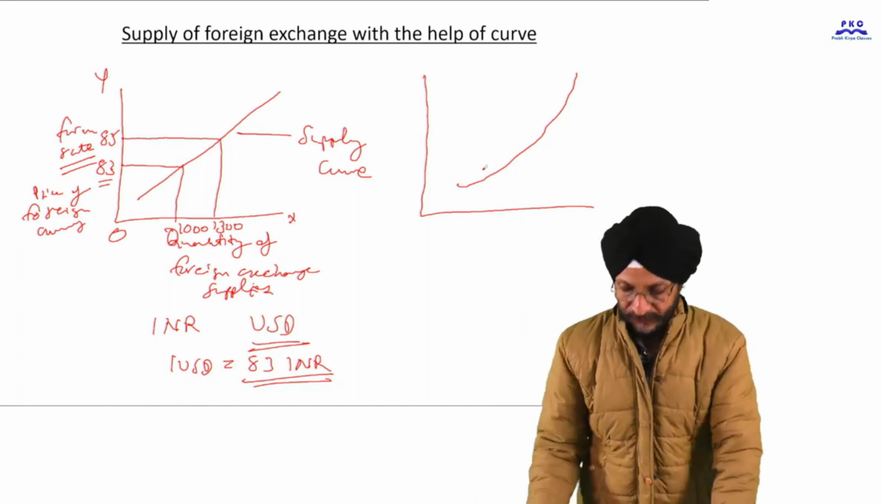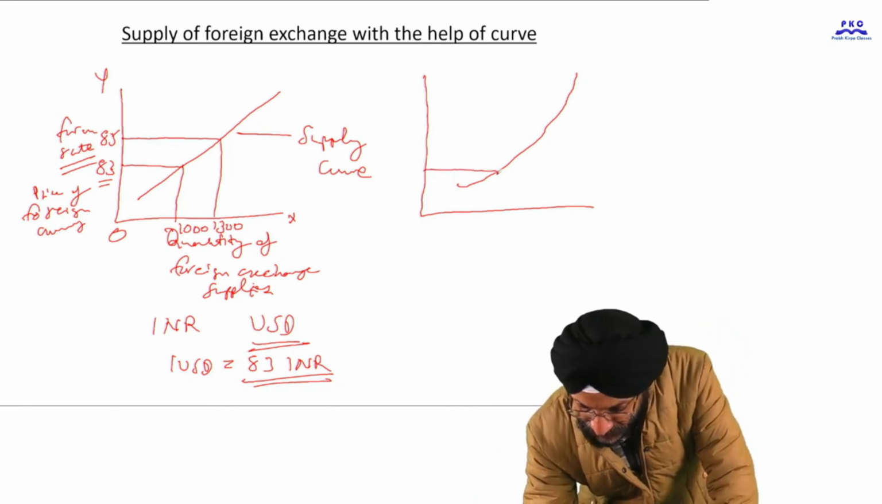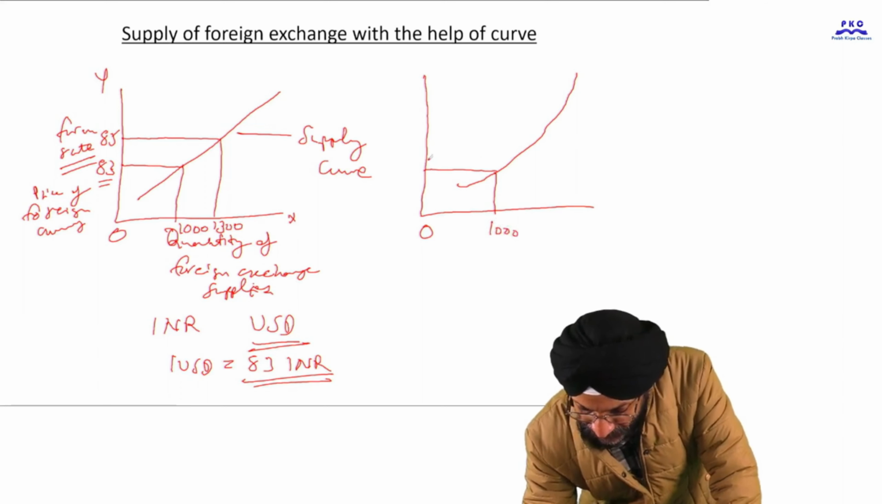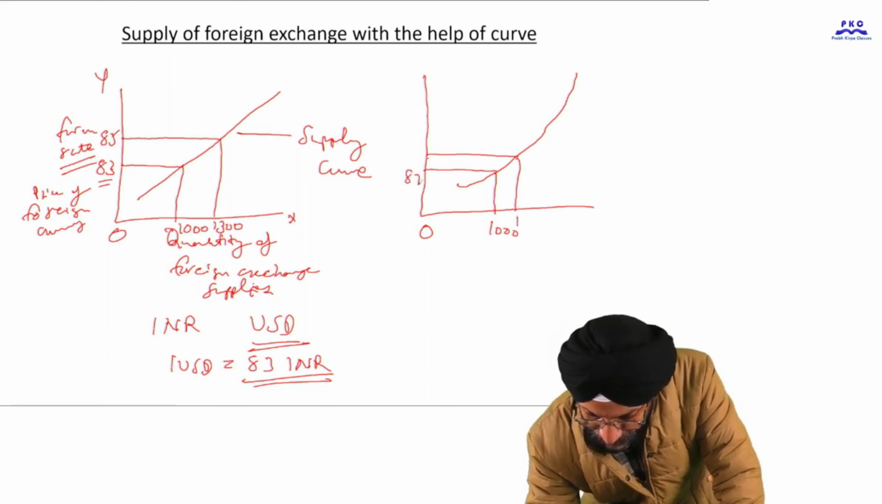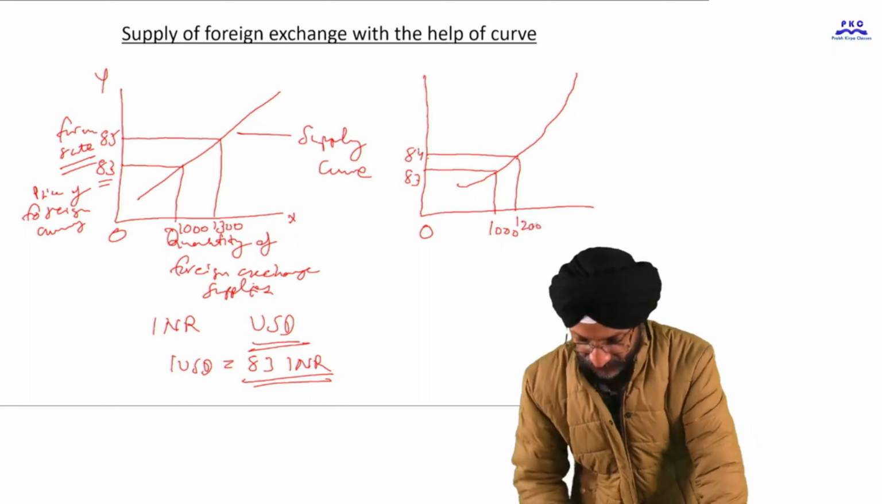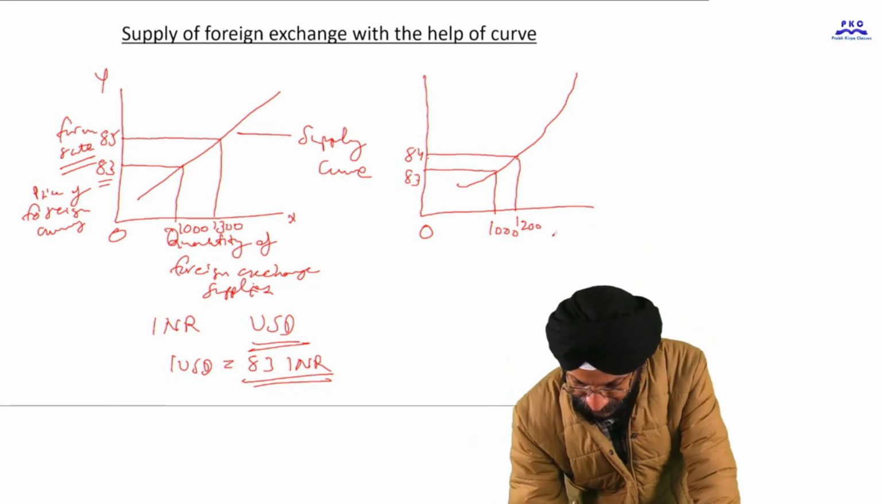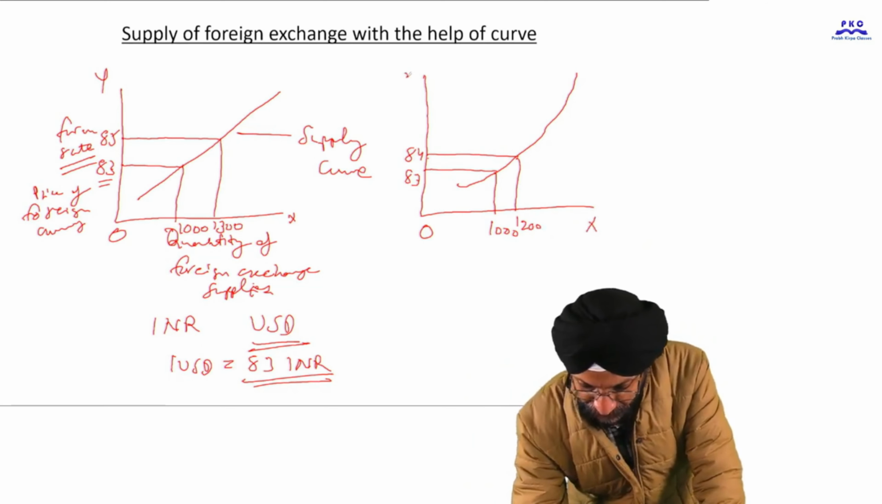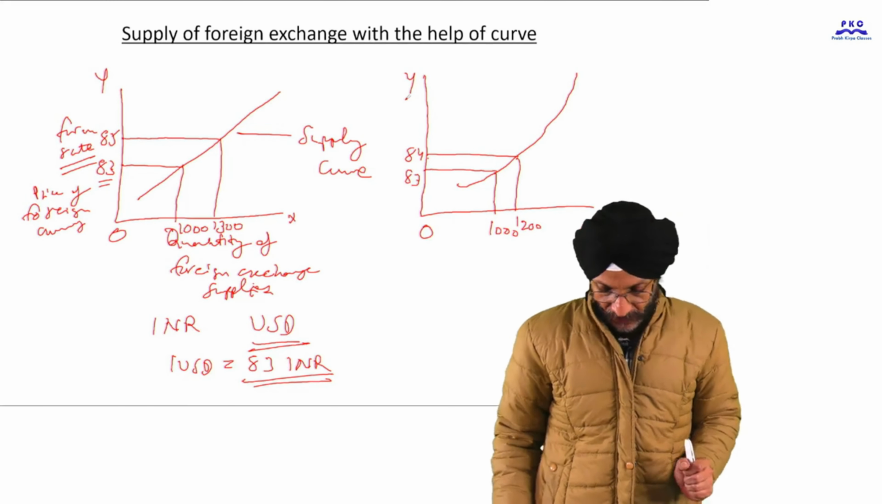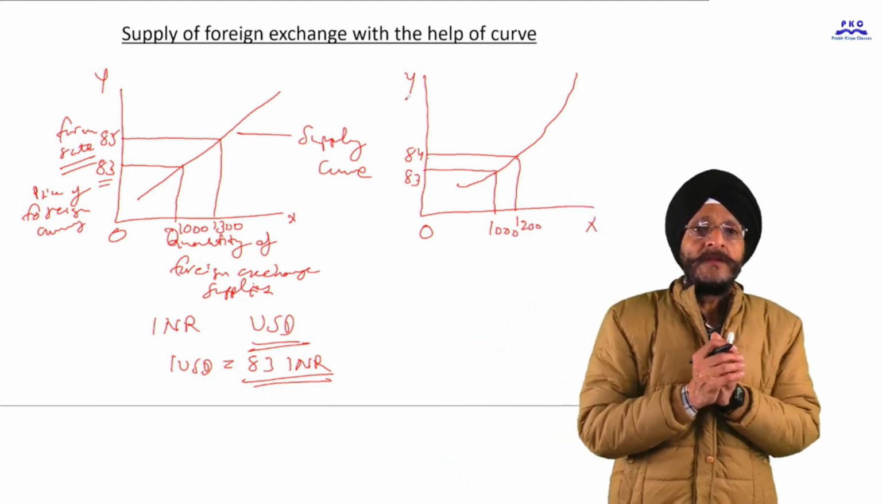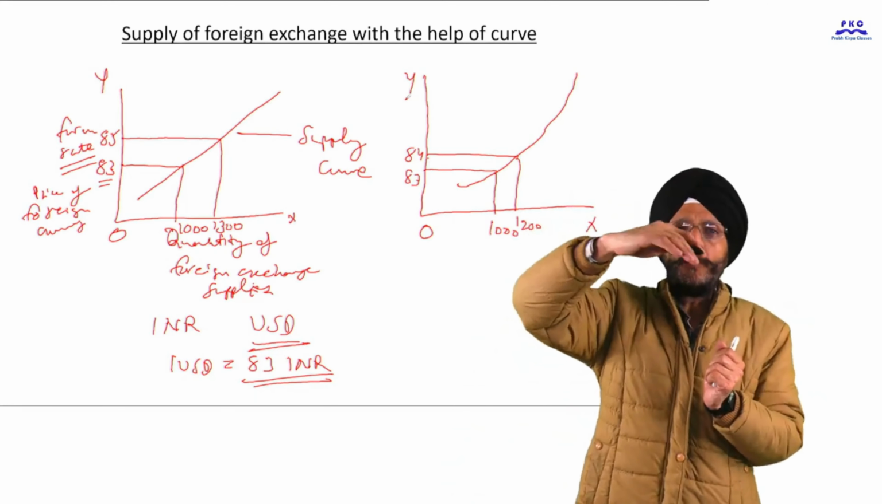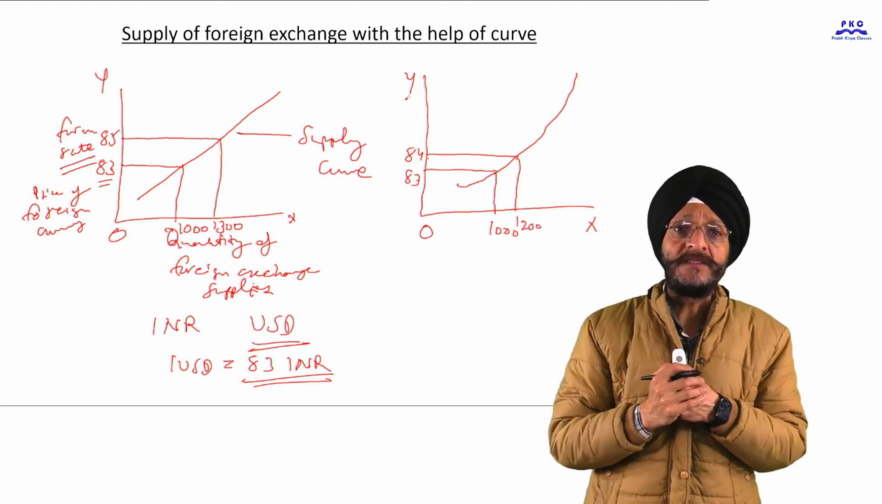Why this one? At this price, this may be 1000, and when the price increases, it may be this one. This is 83 and this is 84, and it may be this one. Why is the supply curve in the form of a curve?